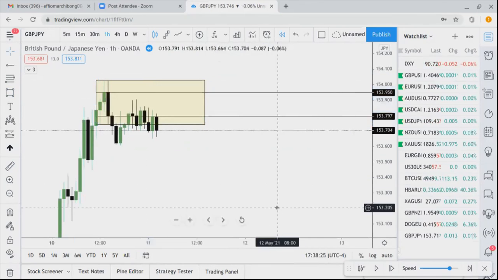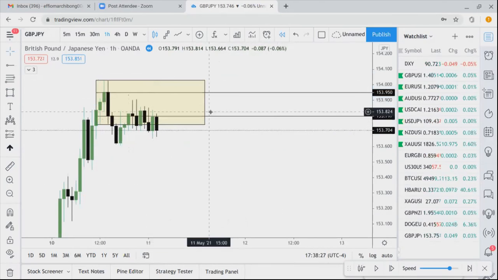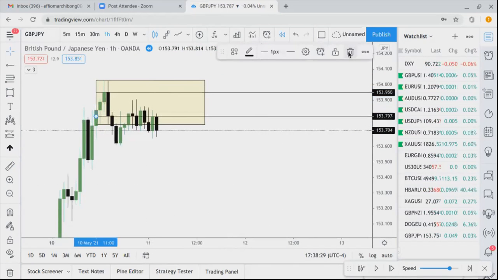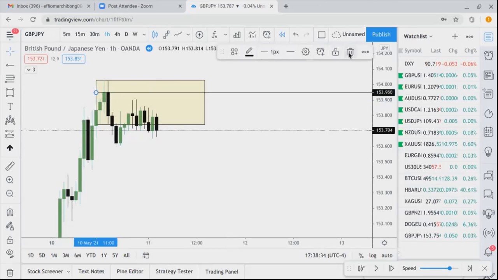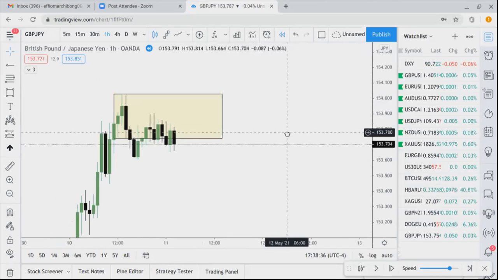All right, so now that I've done that, what I want to see now is somebody talk to me. In this case, did this market break to the up or the downside?